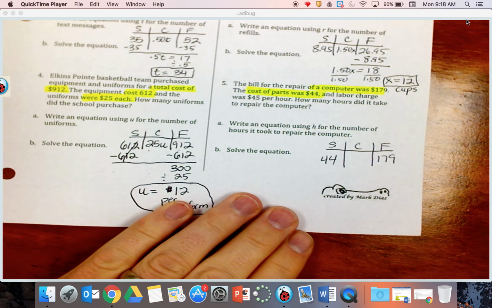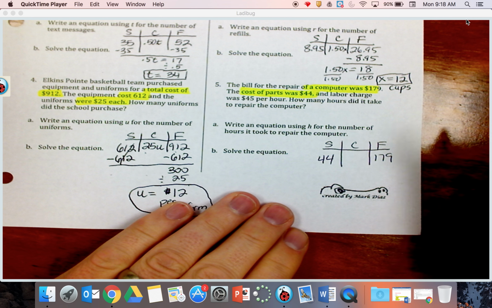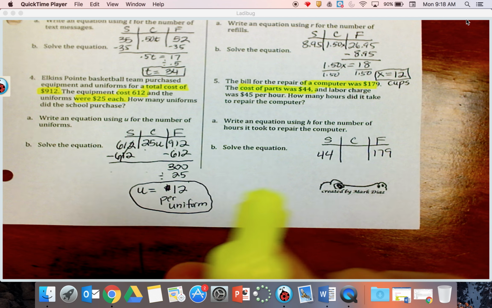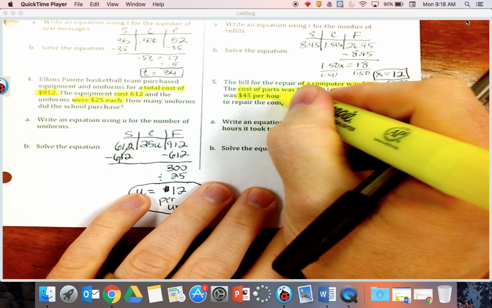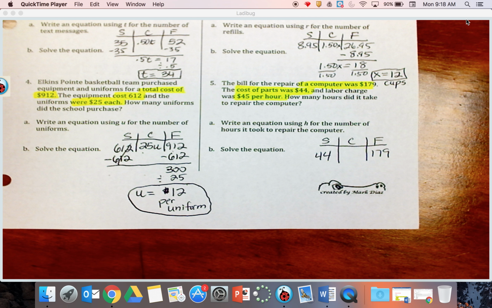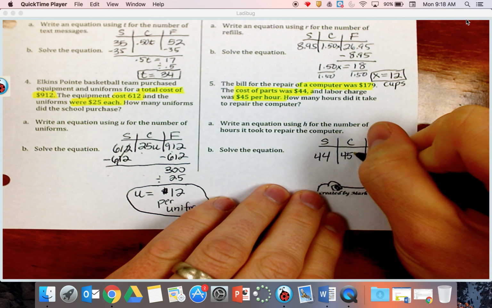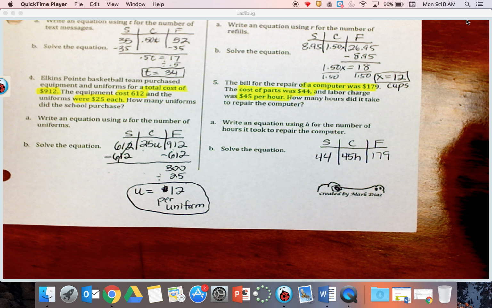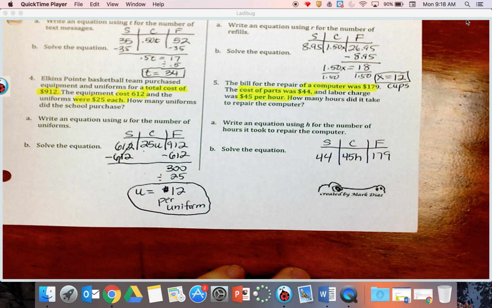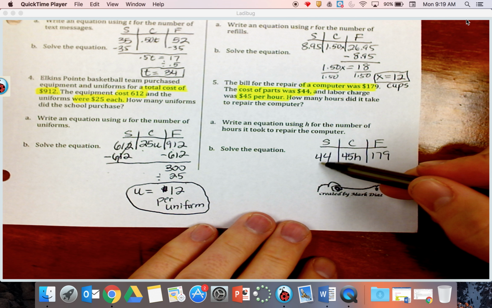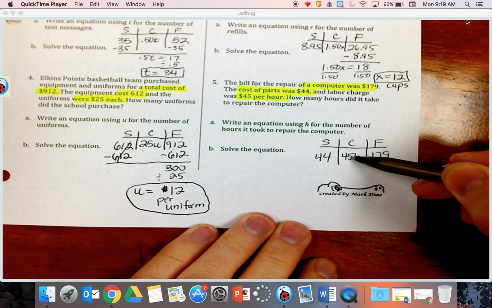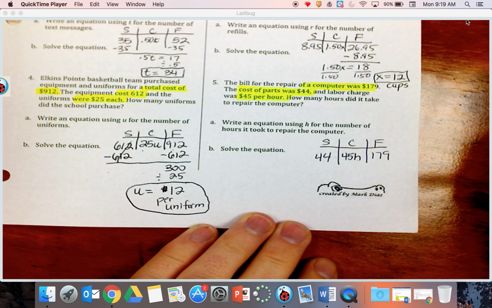So that's my start. The labor charge was $45 per hour. There's another key word, per. Per or each always means change. So $45 per hour. How many hours did it take to repair the computer? The H stands for hours, and that's what I want to figure out. So 44 plus 45 times H equals 179.